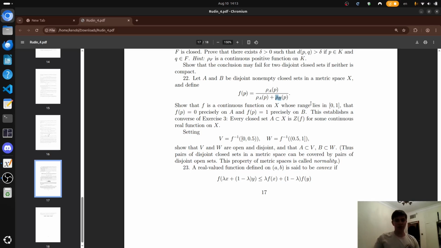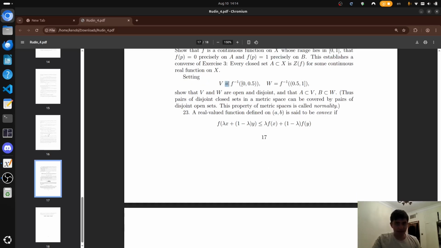And f of p equals 0 only on A, because if it were not on A, this value would never be 0. So it must be on A. And f of p equals 1 precisely on B, because the only way you can get these two things to be equal is when this is 0, and it's when it's precisely on B.